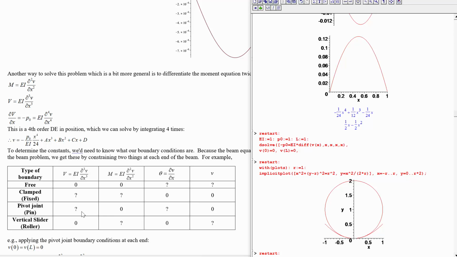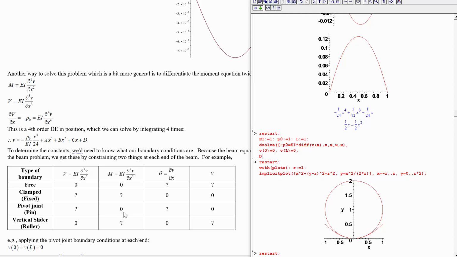Because we've got a pivot joint at each end, if you think about it, a pivot joint tells you something about some derivatives of v. Not about v itself. Well, it tells you that v is 0, but it doesn't tell you anything about the angle of v, which is the first derivative of it. But it does tell you that we can't be applying a moment at that end. So the second derivative of v has to be 0 if it's a pivot joint, right?